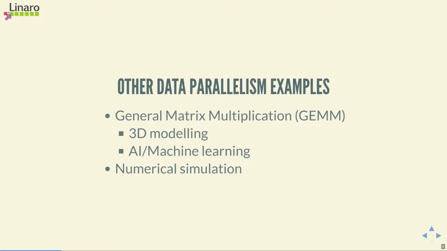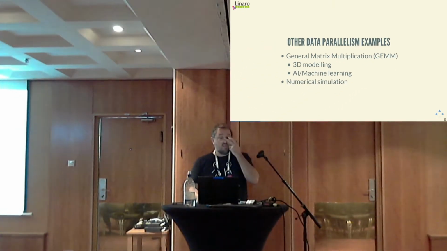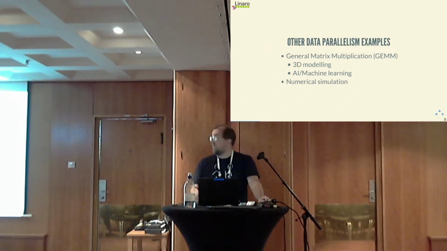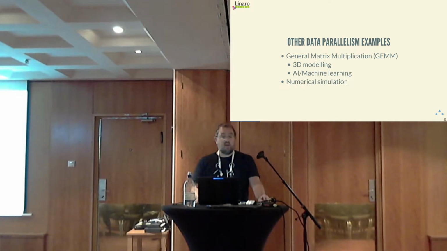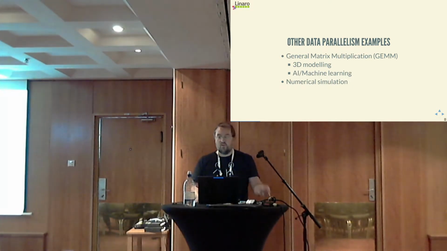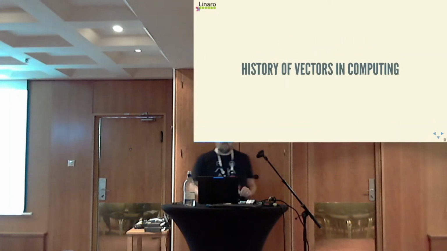Sorry, apologies for that. Other examples of highly data parallel tasks include things like general matrix multiplications. You may have come across this in 3D work, where you need to apply a matrix transformation to every pixel or vertex of your model. You see similar transformations in AI and machine learning workloads. Also, scientific data processing and simulation often have parts that are highly data parallel. So perhaps it's time we took a look at the history of vectors in computing.